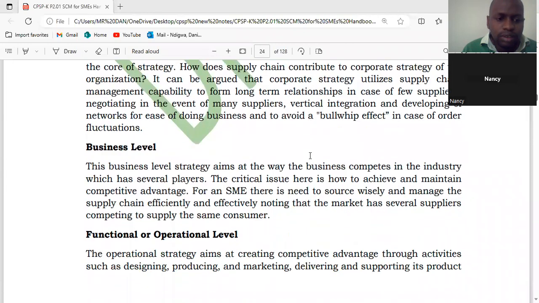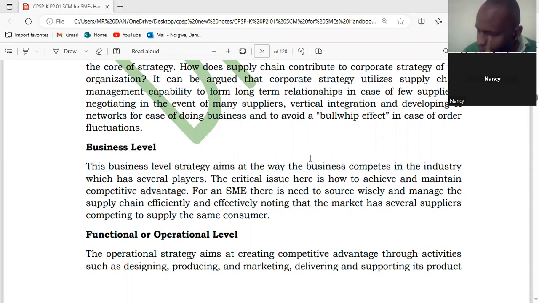Then we have the business level. This business level strategy aims at the ways the business competes in the industry, which has several players. So they are trying their best to look at how they are going to operate in the industry, and also how they will be able to maintain their competitive advantage in the industry.